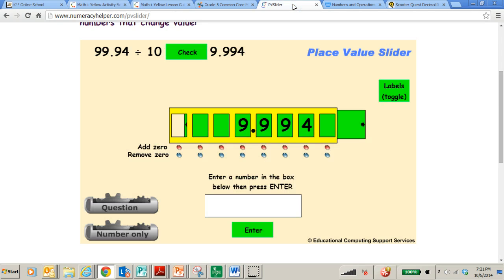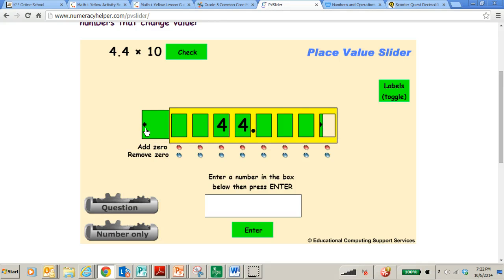In fact, there is a game that I'll include the link to, and you can select the button that says question, and it'll say, okay, if we have 4 and 4/10, but we multiply it times 10, we're going to move that decimal to the right, but when that happens, these numbers move this way. It shifts to the left. So the decimal technically moved over, and we have now 44 instead of just 4 and 4/10.